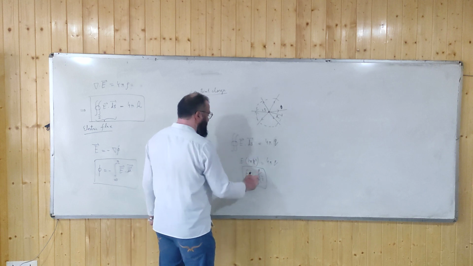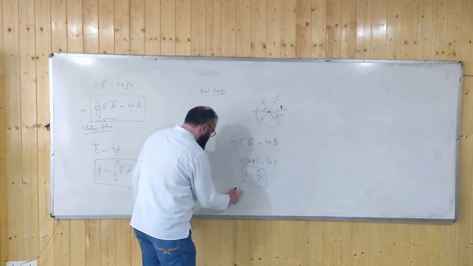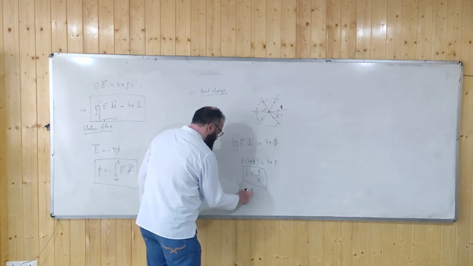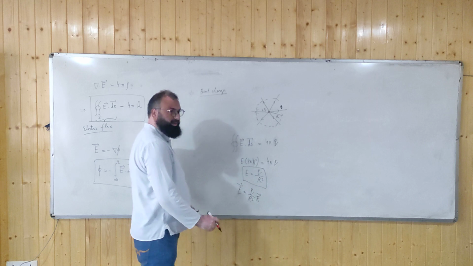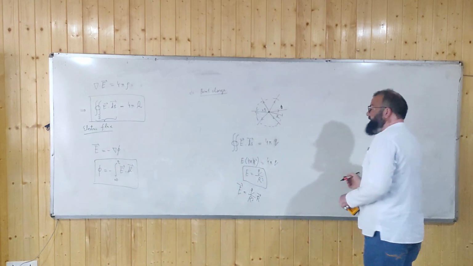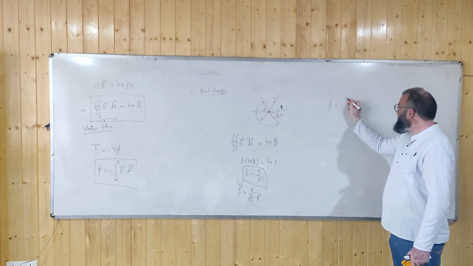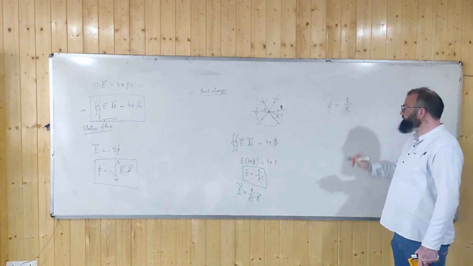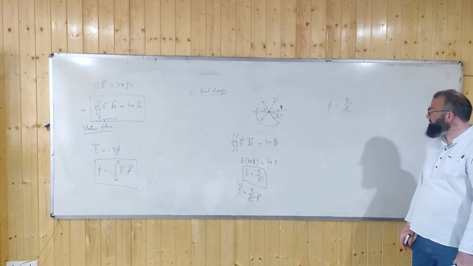So this is the electric field. The direction is along the radius. As a vector, you can write it like this, Q by R cube, vector R. So what is the potential? The potential you can calculate. It is simply Q by R. These are the simple things you already know.